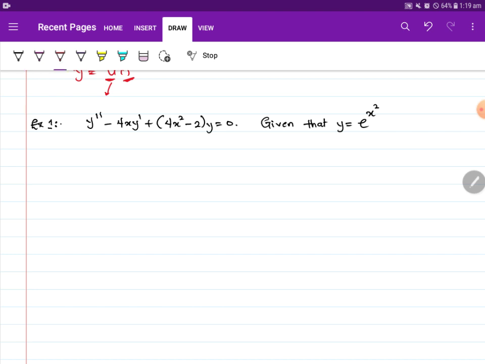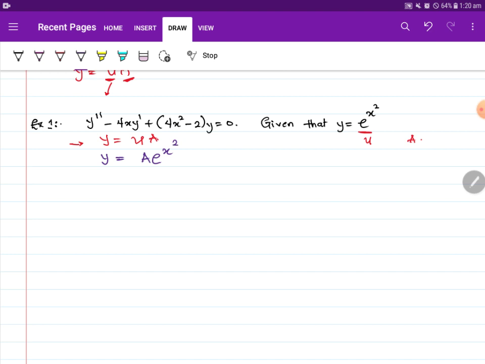Now, to solve this, I believe the one given is u. Then I'll have to look for a. So I can say my general solution is y = u·a. Are you with me? And since my general solution is y = ua, what is my u? U is e^(x²), so y = a·e^(x²).